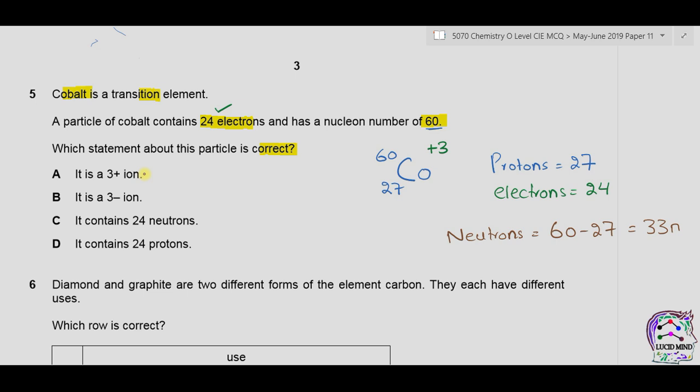Let's look into the options. A, it is a plus 3 ion or 3 plus ion. This is correct because 3 electrons are lost. B, it is a negative 3 ion. This is wrong. C, it contains 24 neutrons. This is incorrect. D, it contains 24 protons. This is also incorrect. Answer is therefore A.